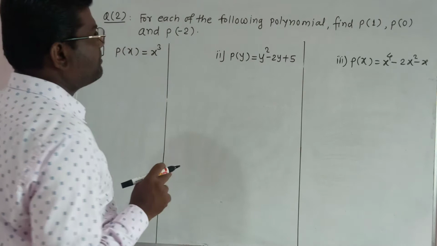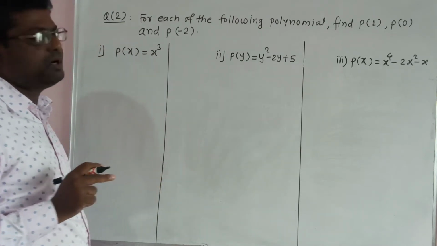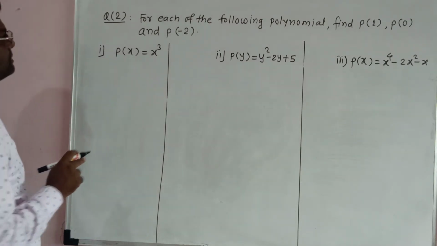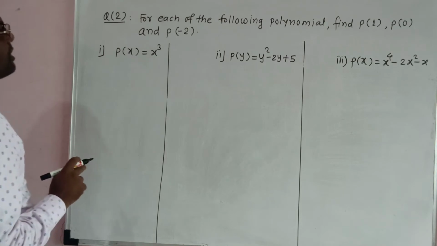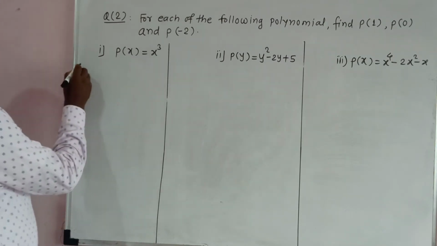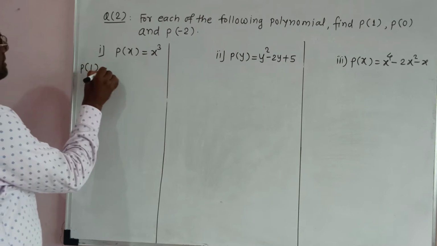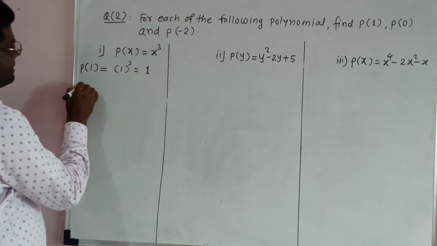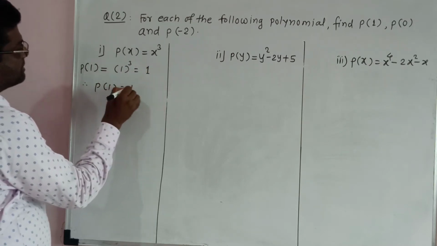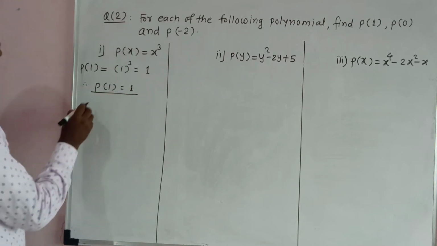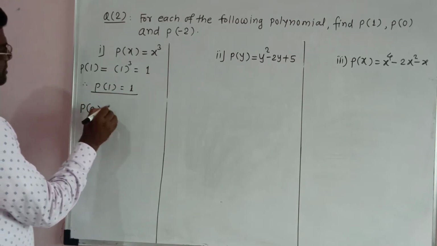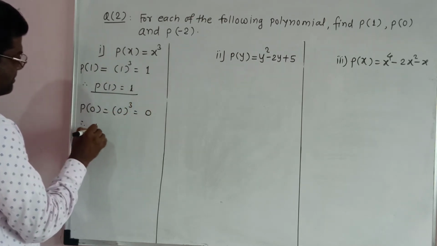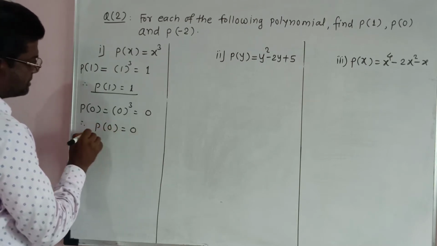For each of the following polynomials, find p of 1, p of 0 and p of minus 2. This is question number 2. Now example number 1 is p of x is equal to x cube. Now let's find p of 1. P of 1 is equal to, put x is equal to 1, 1 raised to 3 is equal to 1. Therefore we have p of 1 is equal to 1. Now find p of 0. Put x is equal to 0. Therefore 0 raised to 3 is equal to 0. Therefore p of 0 is equal to 0.